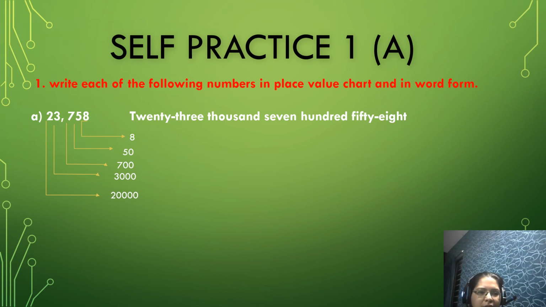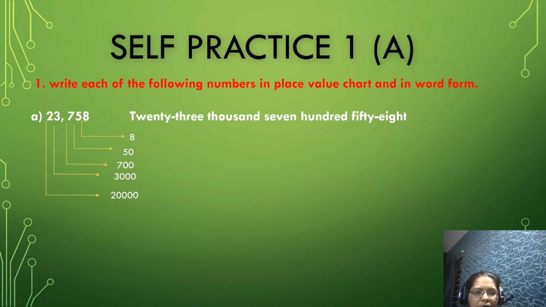फर्स्ट क्वेश्चन दिया गया है, राइट ईच ऑफ द फॉलोइंग नंबर्स इन प्लेस वैल्यू चार्ट एंड इन वर्ड फॉर्म. व्हाट इज द नंबर? 23,758. This number you can read as 23,000. This is 1000 place. 2 is in 10,000 place. 3 is in 1000 place. 7 is 100 place. 5 is in tens place and 8 is in unit place.